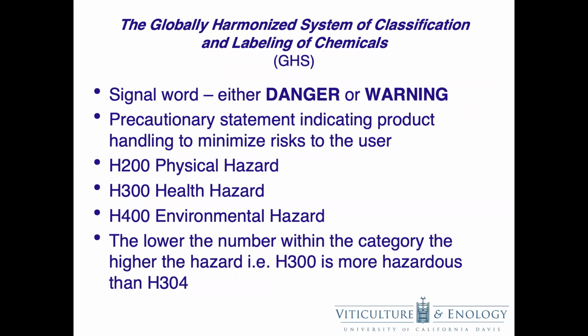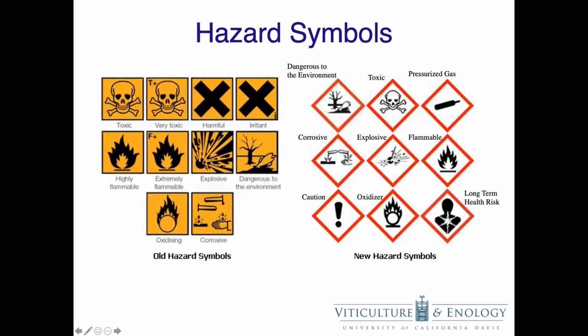Hazards of the chemicals are associated with an H code. H200s are physical hazards, H300s are health hazards, and H400s are environmental hazards. The lower the number within a category, the higher the hazard. So H300 is more hazardous than H304. These hazard codes are also associated with hazard symbols. You'll see these symbols on the chemical bottles. Each symbol depicts a hazard associated with the chemical.